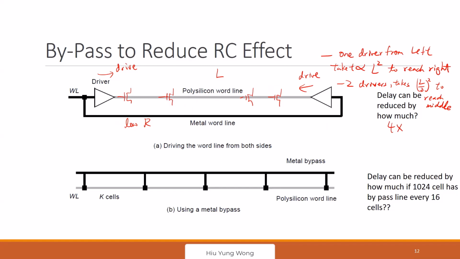Think about increasing your frequency from 200 megahertz to 800 megahertz. Your product will sell very well. Okay, so that is called the metal bypass, from both sides. It's similar to a metal bypass. Another thing is using this metal bypass.